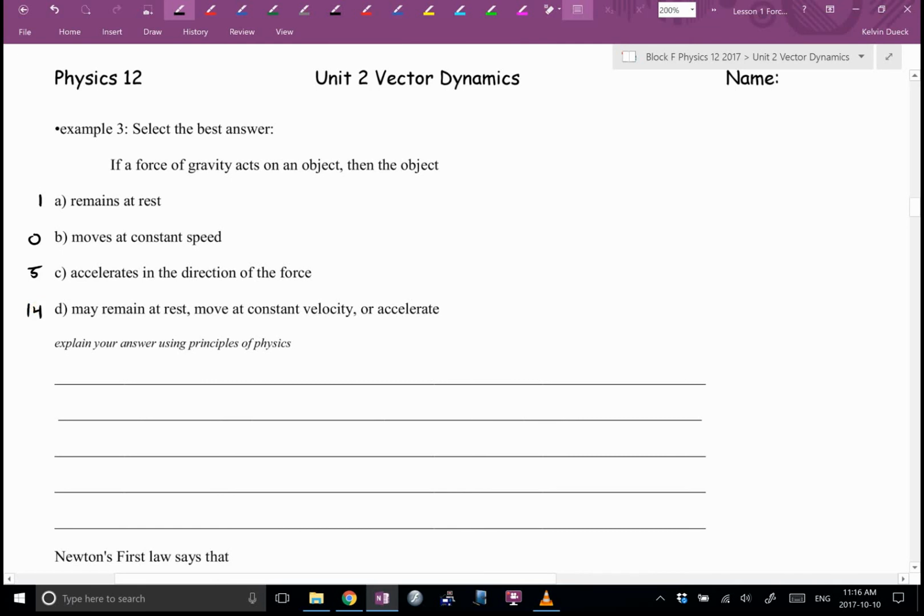Well, if D is right, really all we need to do is give a situation where A could be right, where B could be right, and where C could be right. Give an example of each of them, then it must be D. Let's try that. Because, by the way, I'm pretty sure it is D. Can you give me a situation where gravity could be acting on an object, but it remains at rest?